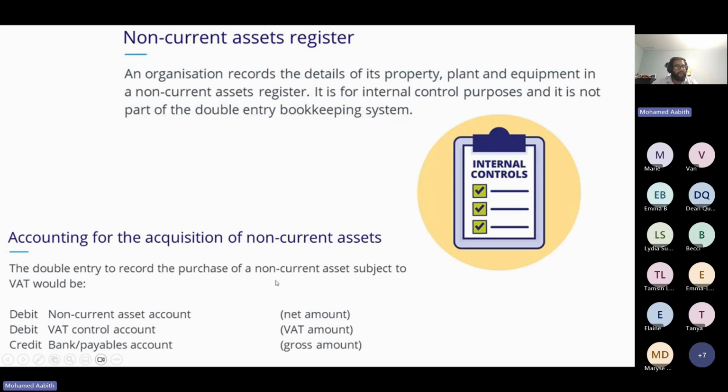The double entry for purchasing a non-current asset is: non-current asset is debit, VAT is debit, and the payables or the bank account will be a credit, because money is going out or we owe our supplier. Also remember the VAT is only reclaimable for certain non-current assets. There is one particular non-current asset I cannot claim the VAT back on, which is a motor car. For a car, I can't claim the VAT back.